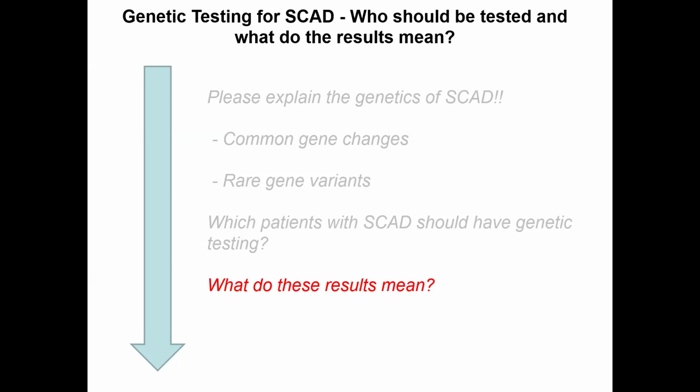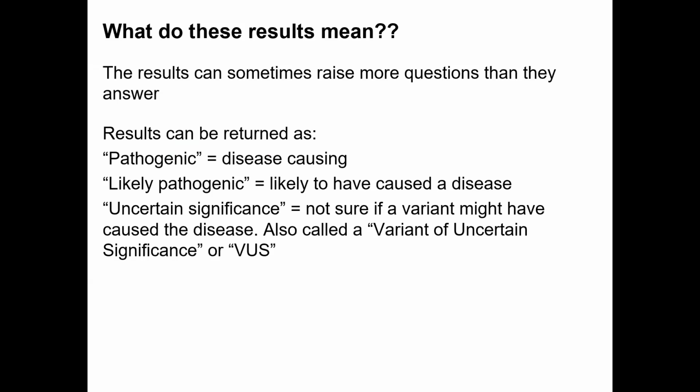And then if people do have genetic testing for SCAD, what do these results mean? Well, the results can sometimes raise more questions than they answer. The results can be returned as either pathogenic, which means that it's almost certainly disease-causing, likely pathogenic, which means there's likely to be a causal link to a disease, or uncertain significance, which means we're not sure if a variant might have caused the disease. And this type of result is also called a variant of uncertain significance, or VUS.